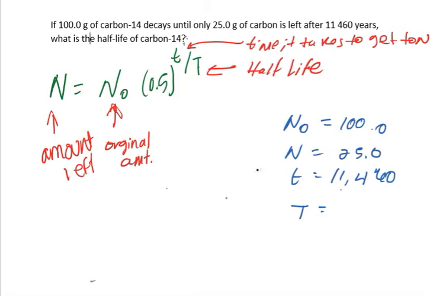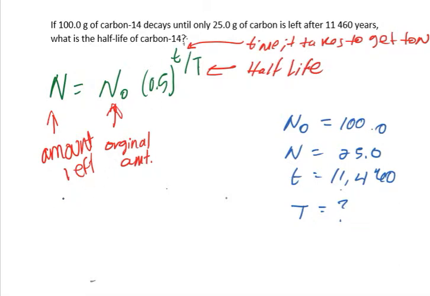Okay, so this says that 100 grams of carbon-14 decays until only 25 grams of carbon is left after 11,460 years. What is the half-life? Well, it says that original amount will be 100 grams. It decays until the amount left is 25, which is N. And then we're doing it over the time period of 11,460 years. And we're solving for the half-life. It says, what is the half-life of carbon-14?